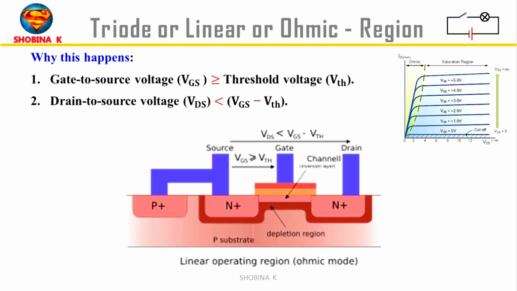Now why this happens is, the gate to source voltage is greater than or equal to the threshold voltage. So channel is formed. But drain to source voltage is less than gate to source voltage minus threshold voltage. So the channel is still fully open from drain to source. Therefore the channel width stays the same and the current flows smoothly.